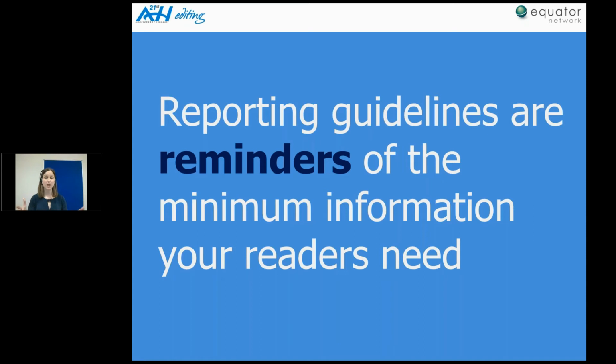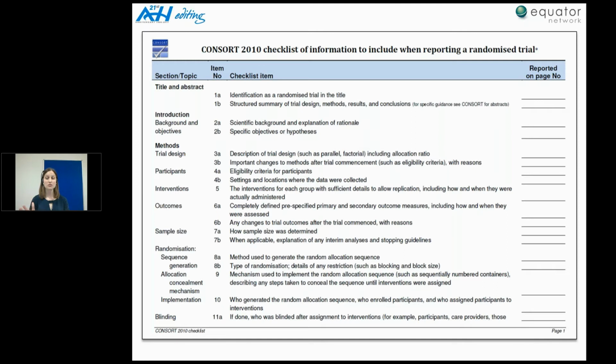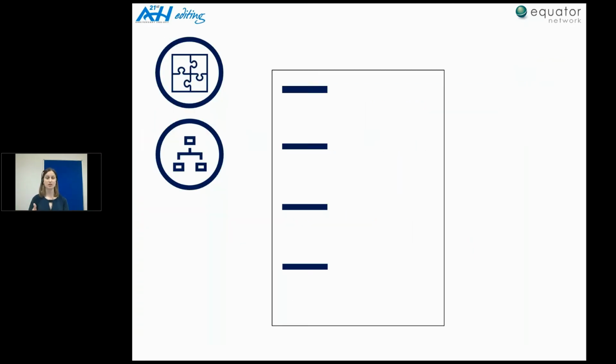So what does that reporting guideline look like? It's just a checklist. So here's the checklist for CONSORT, for randomized controlled trials. And remember, there's a guideline for every single study type on our website, equatornetwork.org. Right, so you can see it doesn't say much about intro, just says background and objectives. But under the method, loads of subheadings that you can grab. Trial design, participants, interventions, outcomes. And in this moment, don't stress about what you're going to say under each of those subheadings. Just grab them and chuck them straight into your document.